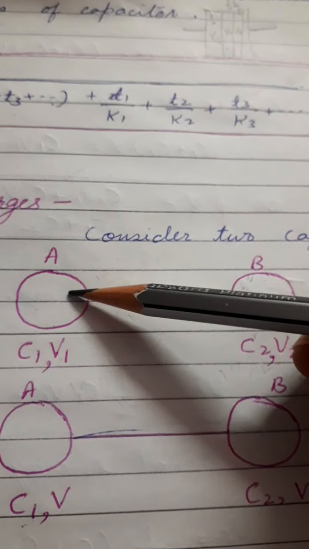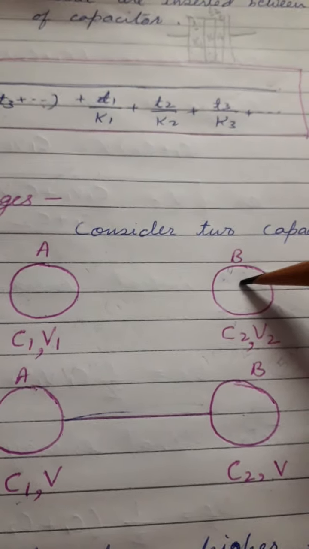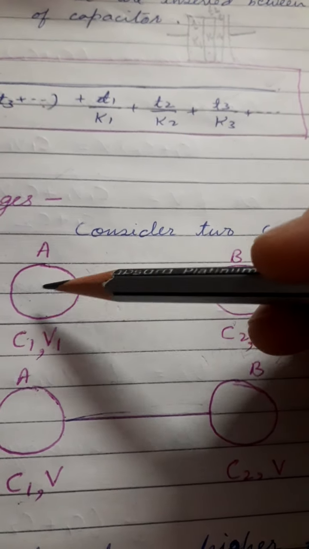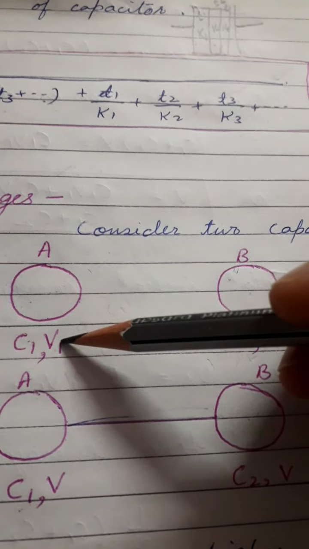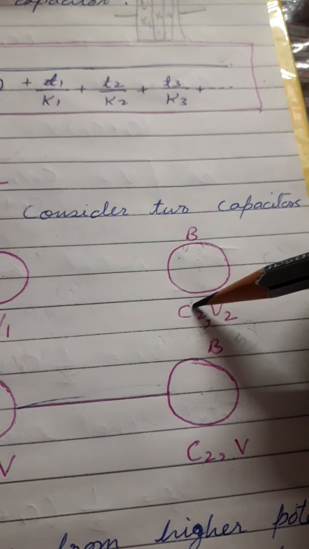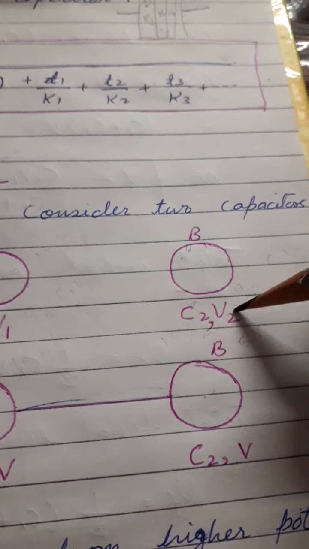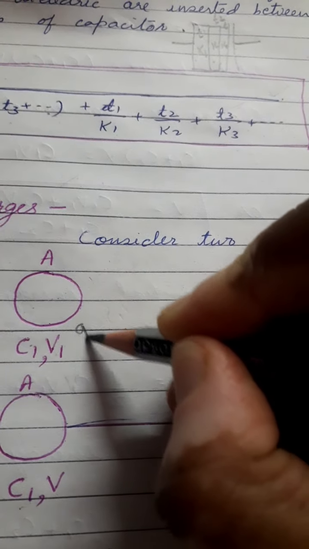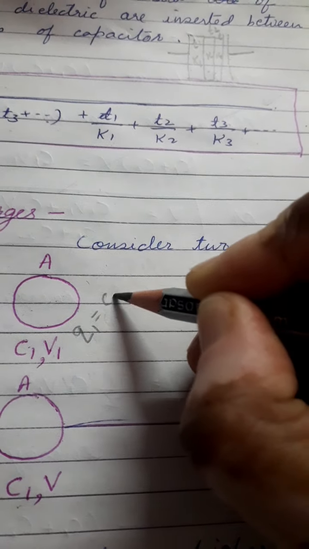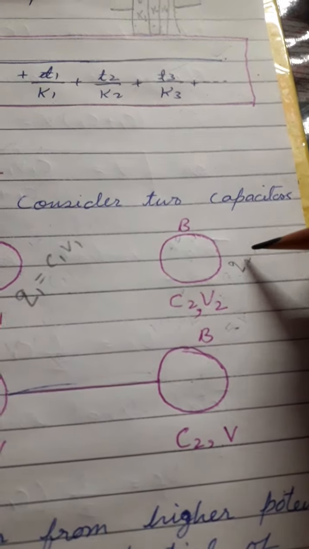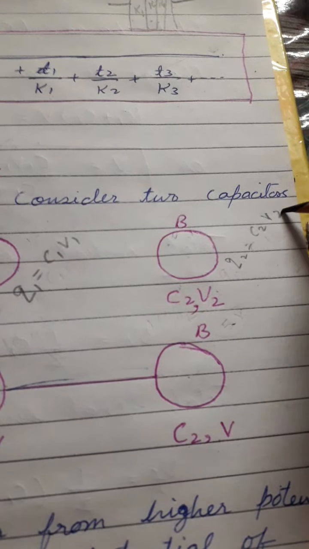In this case, I have taken these two capacitors, one is capacitor A and another is capacitor B. Let capacitor A has a capacity C1 and we have charged it up to the potential V1. Another capacitor B has a capacity C2 and we have charged it up to the potential V2. So total charge on this first capacitor Q1 is equal to C1 V1 and total charge on this capacitor Q2 is equal to C2 V2.